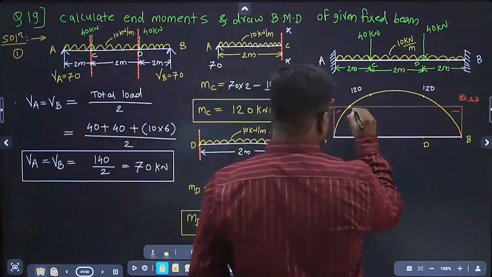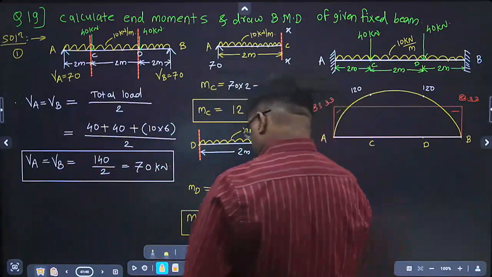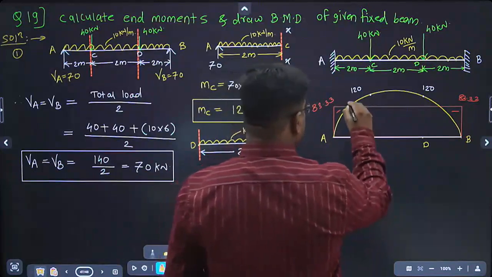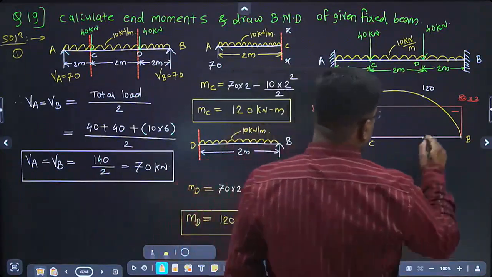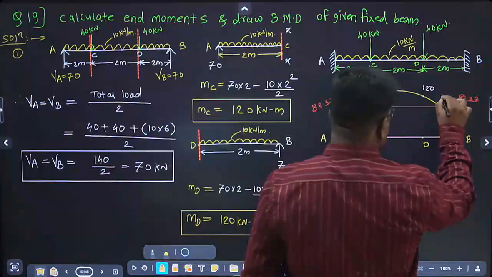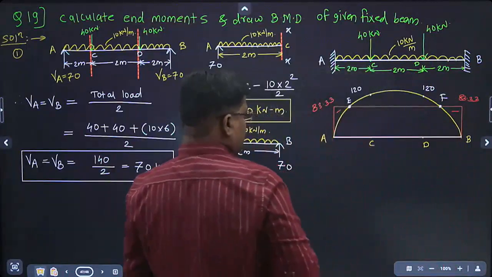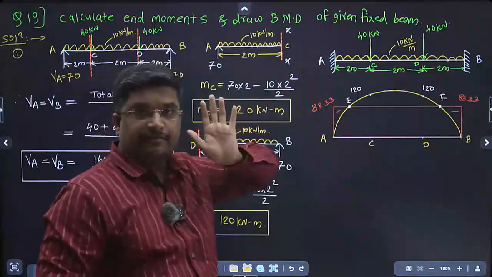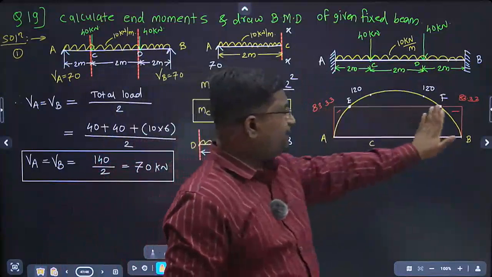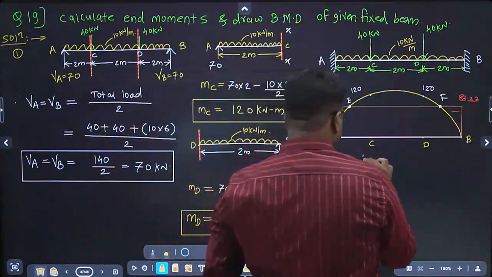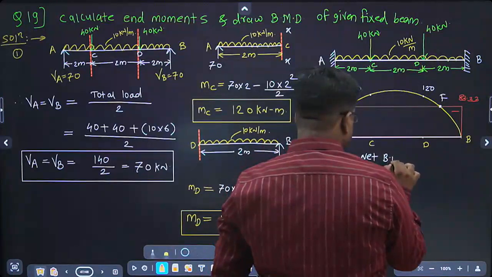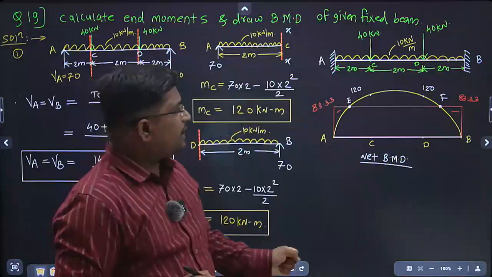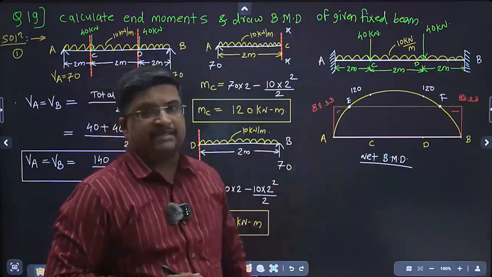This one is the point of contraflexure E. And again this one is the point of contraflexure F. So from this diagram you can calculate net bending moment at C easily. From this net BMD, net bending moment diagram, you can easily calculate net bending moment at C.